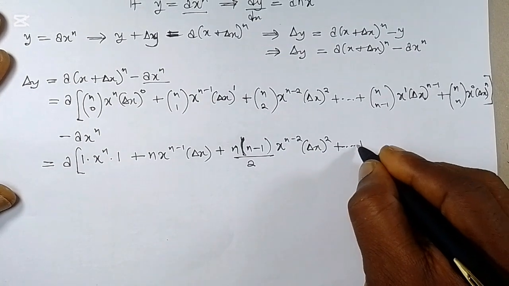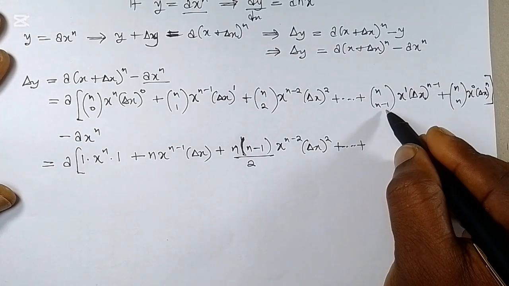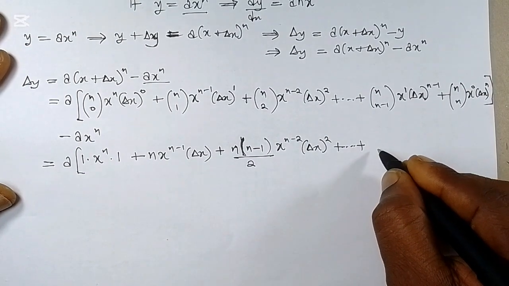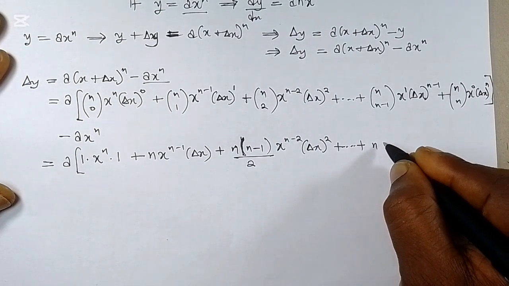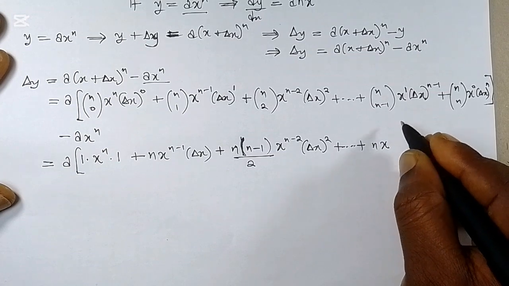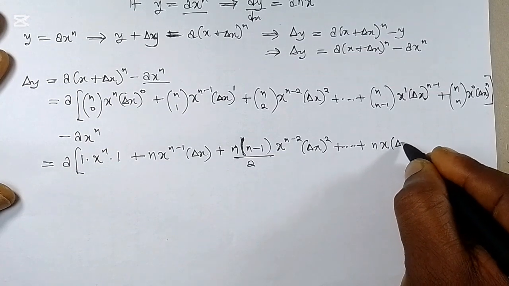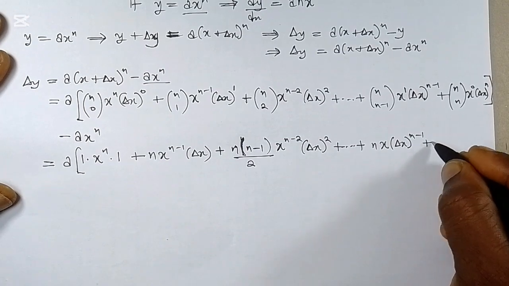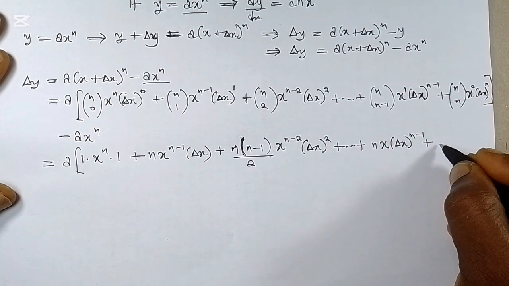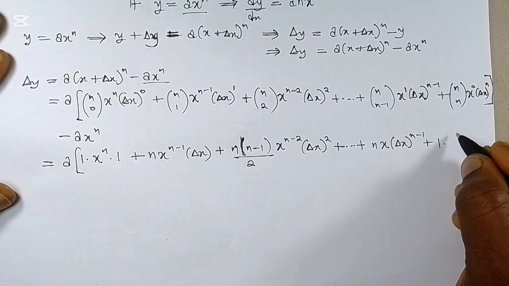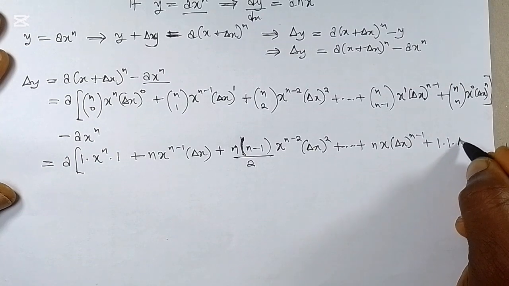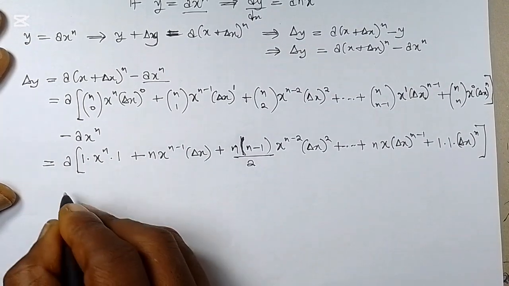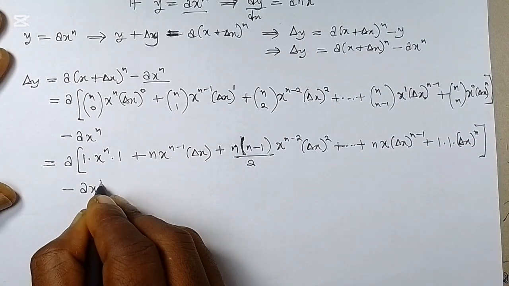Now this will continue until n combination n minus 1, and anything combination 1 short of itself is that thing. So I'm going to have here n in bracket x raised to the power 1, which is x, and you're going to have change in x raised to the power n minus 1. Then anything combination itself is 1, so I'm going to have 1 here. X raised to the power 0 is 1, times change in x all raised to the power of n, and all this will be in bracket minus ax to the power n.